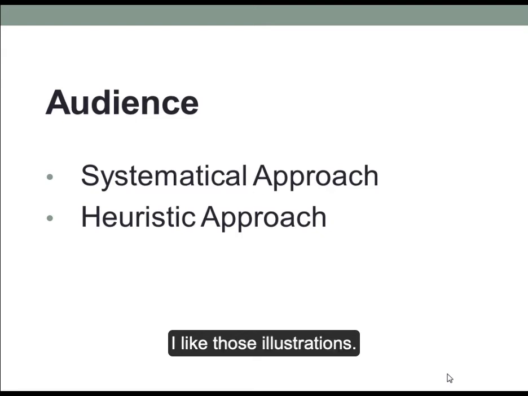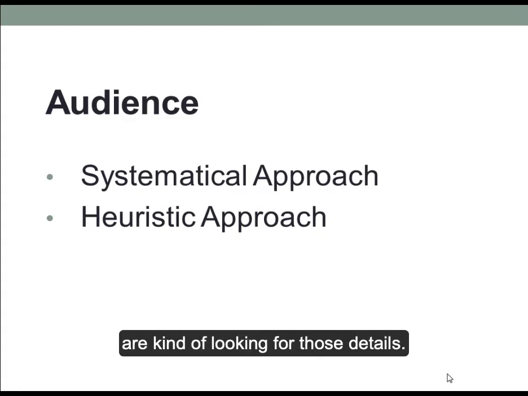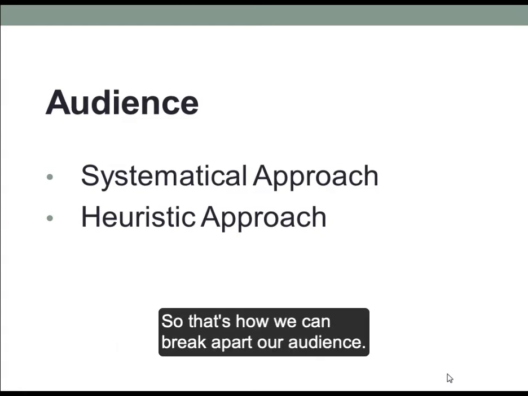I like those illustrations. I like those colors. I like that analogy. I like that slogan. So the heuristic people are all about the look. The systematical people are kind of looking for those details. Okay, so that's how we can break apart our audience.